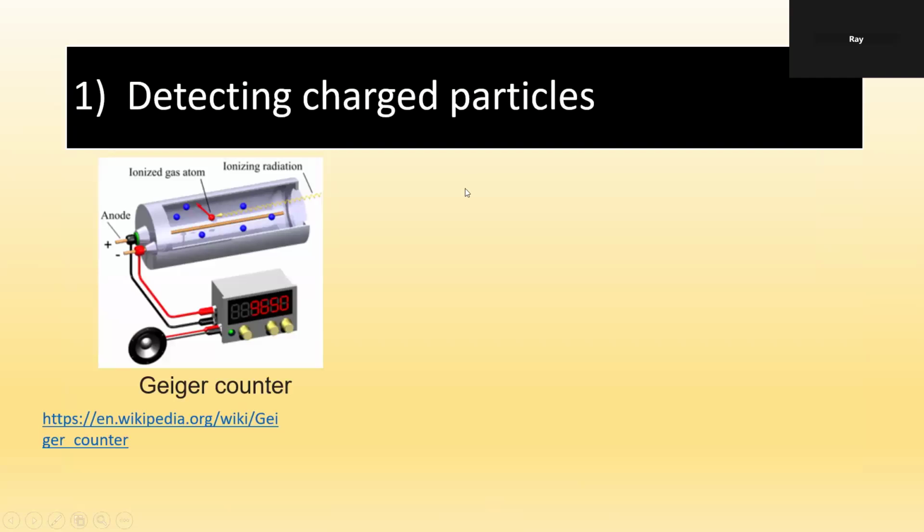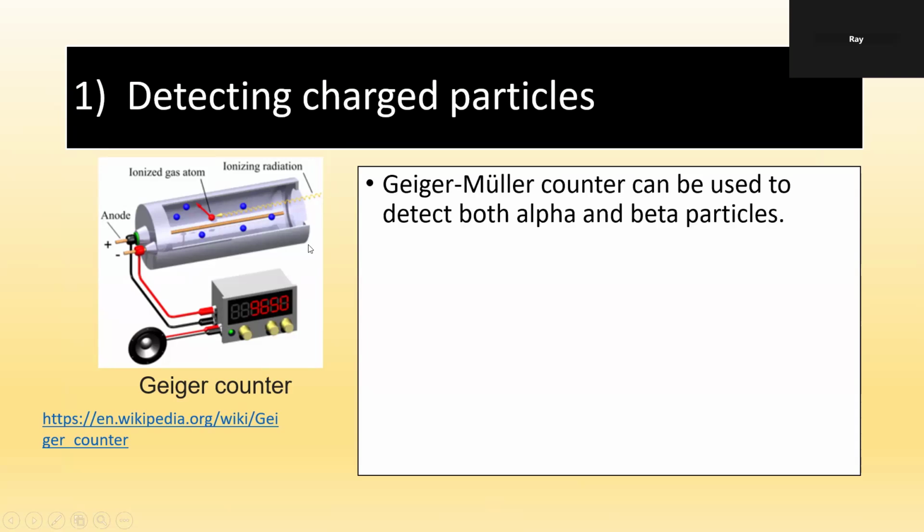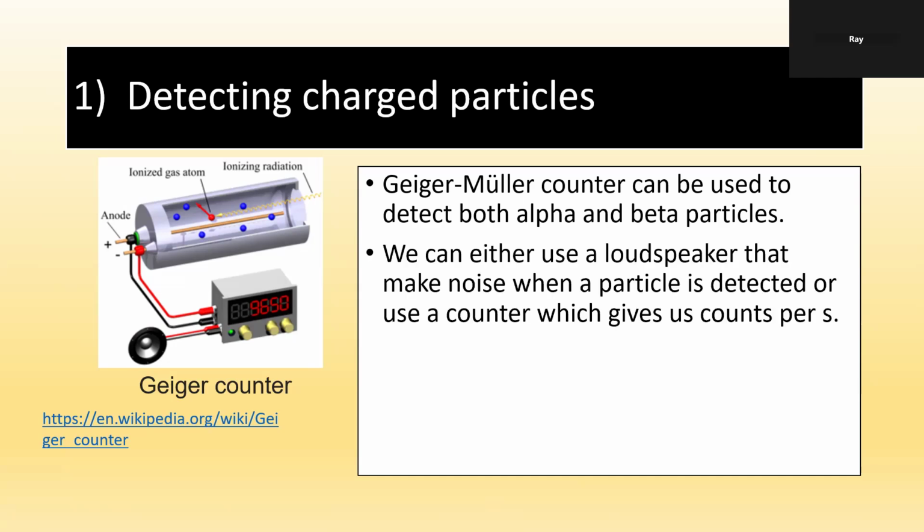Detecting charged particles. This is your Geiger-Müller counter. This is your counter. This is your Geiger-Müller tube. Geiger-Müller counter can be used to detect both alpha and beta particles. Alpha and beta are particles. So Geiger-Müller can detect their presence. Instead of a counter, we can use a loudspeaker that makes noise, click, click, click, every time there's alpha or beta detected. Or use a counter which gives the count per second. That's the counter.